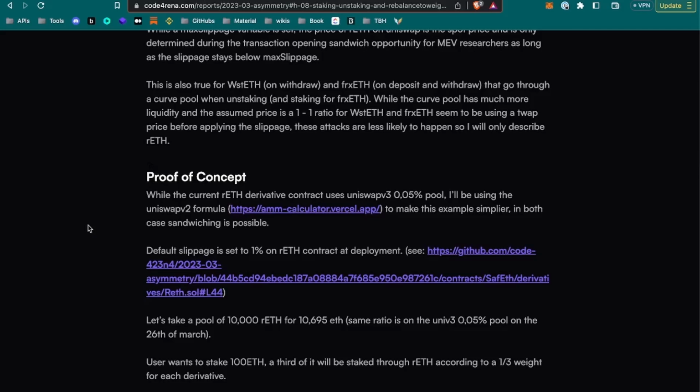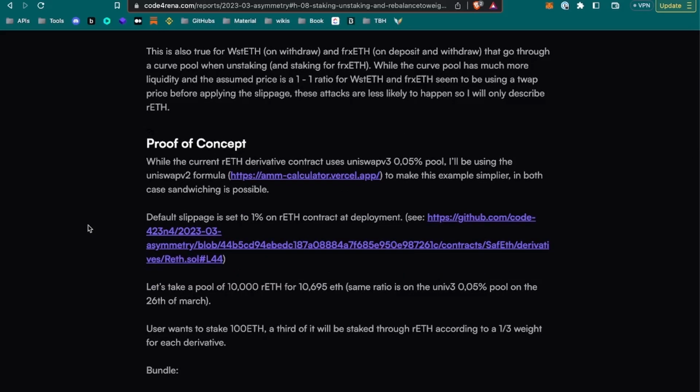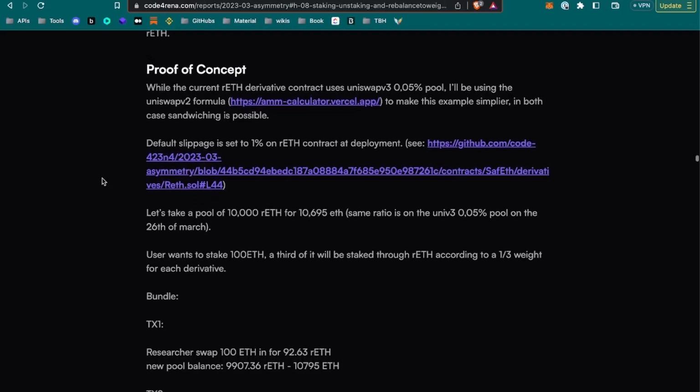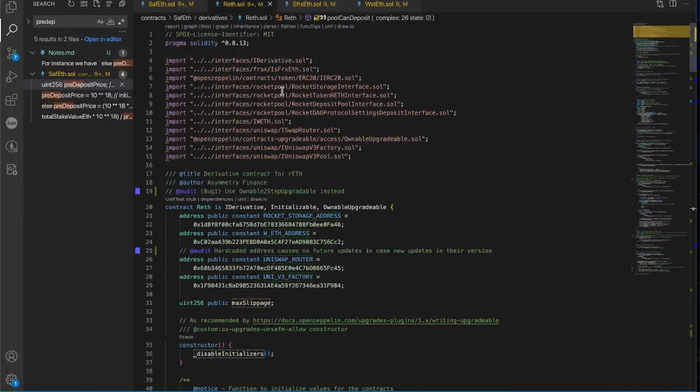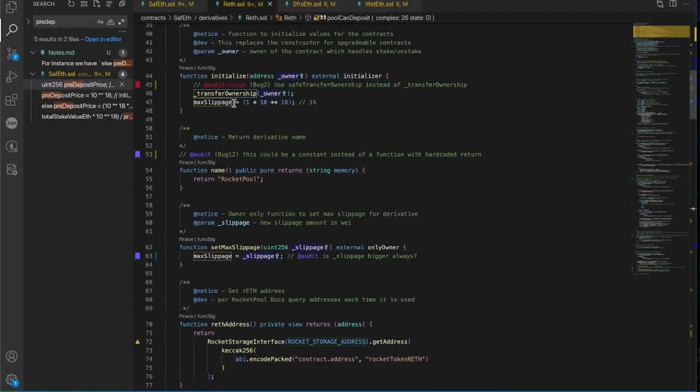For the proof of concept, while the current rETH derivative contract uses the Uniswap v3 0.05% pool, I'll be using the Uniswap v2 formula to make this example simpler. In both cases, sandwiching is possible. Default slippage is set to 1% on the rETH contract at deployment.